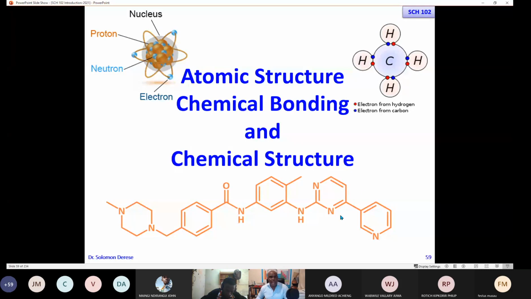This part of the molecule, like any other part of the molecule, is what is responsible for its property, for the fact that it has got anti-cancer activity. So the property of a molecule is encoded in its structure. Structure determines properties. So whatever property of a molecule you are studying and trying to understand, you must have a clear understanding of its structure.